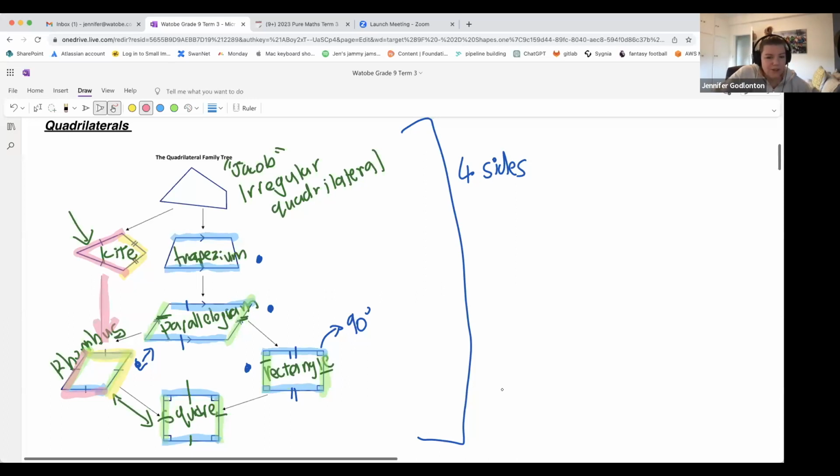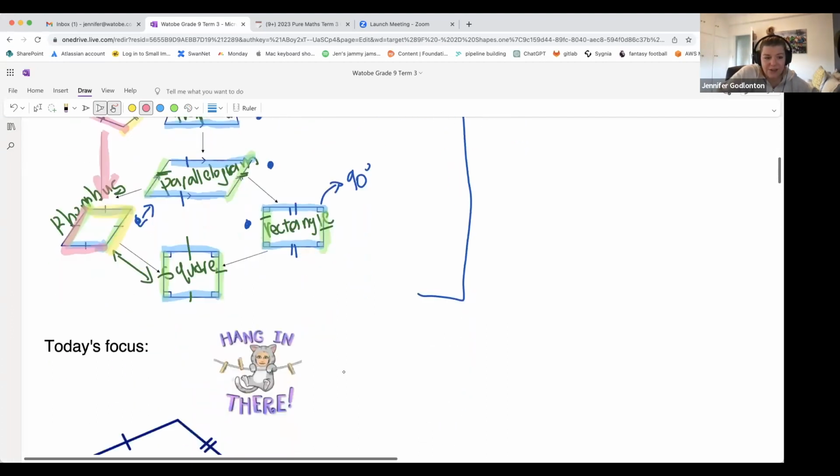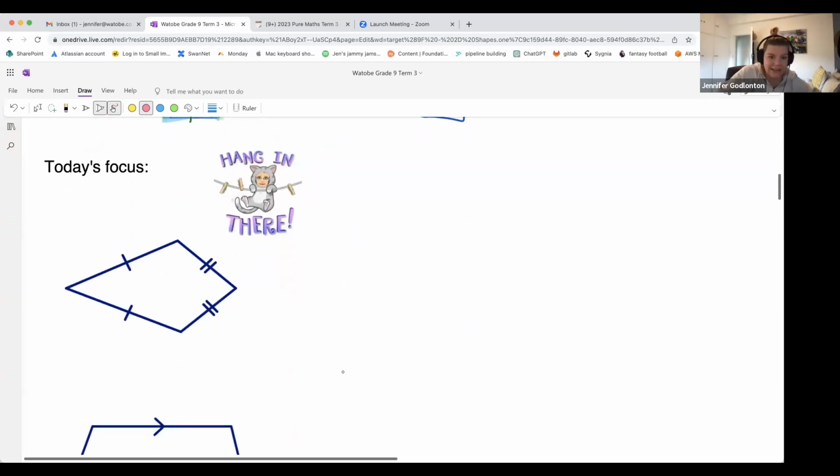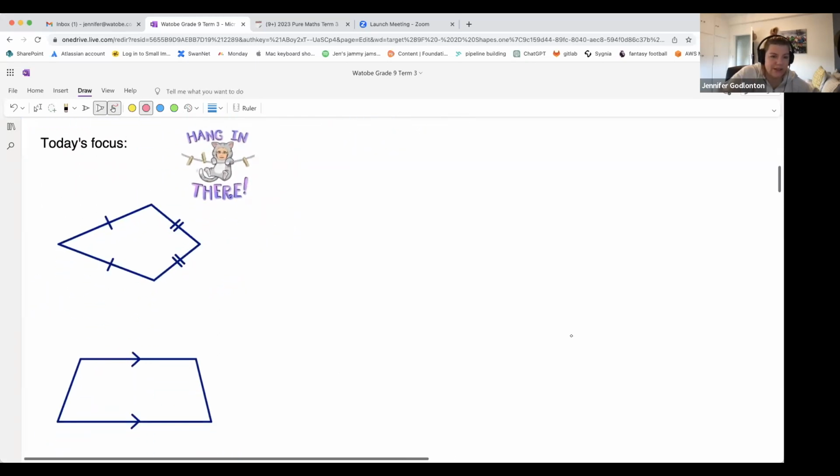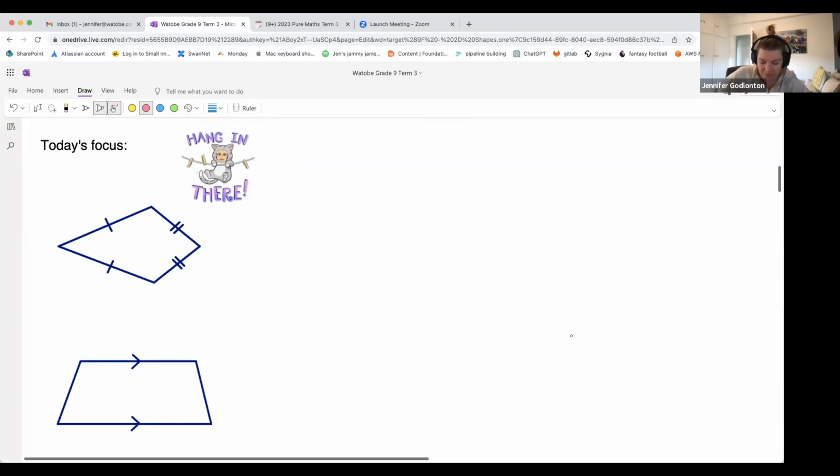Okay, so let's talk a little bit more. Kat told me that you guys have spoken about the parallelogram, rhombus, square, and rectangle. So today we are going to be talking about the kite and the trapezium, and then we're going to try and do a few questions based on them. Okay, so this first one, like we've already spoken about, it's our kite. You've already told me a whole lot of awesome things about this kite.